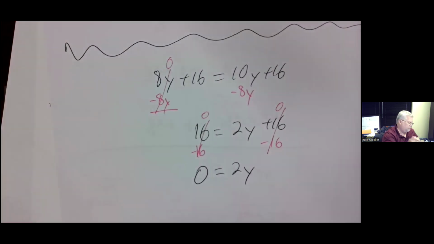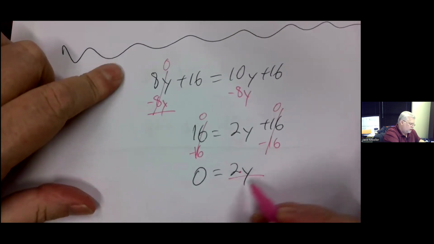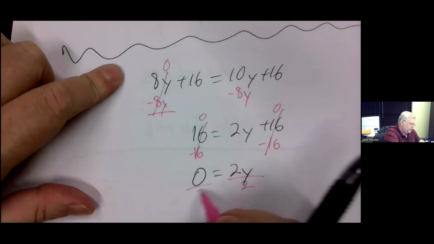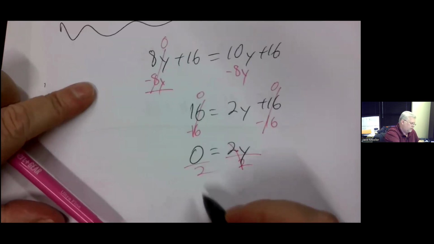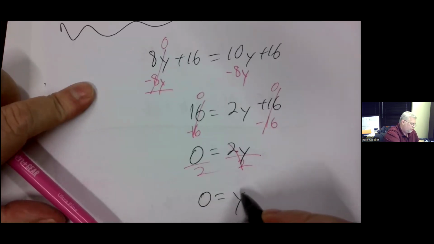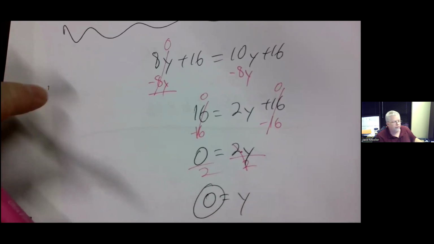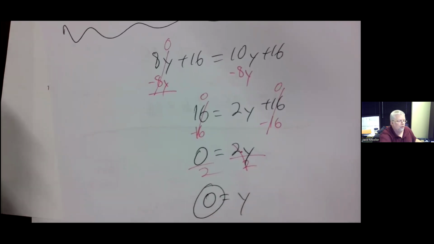Okay. Now we have 2 times y, so opposite of multiplying by 2 is dividing by 2. And as we've discussed before, 0 divided by 2 is 0. Our answer is 0.